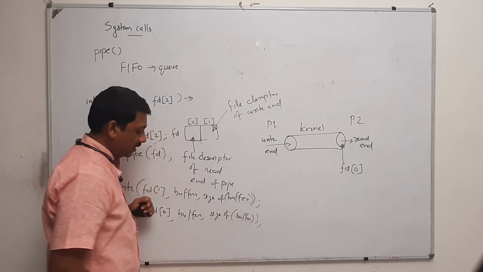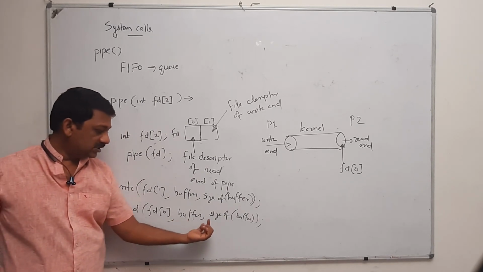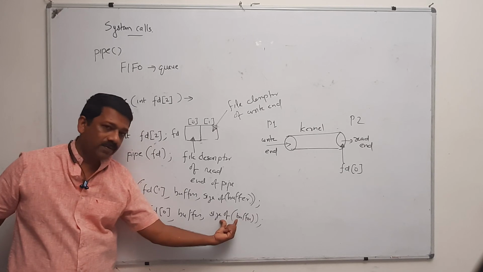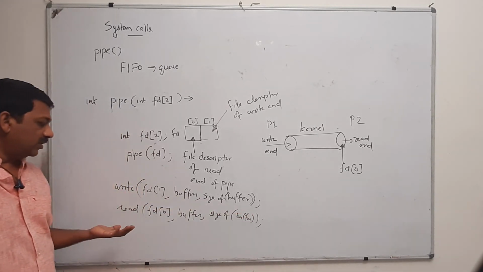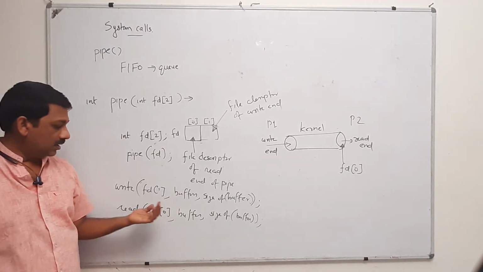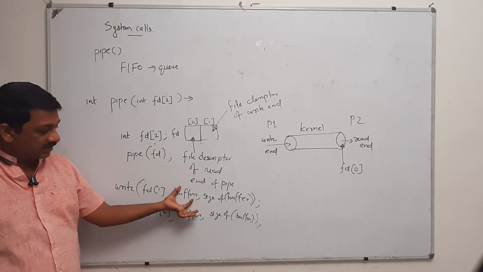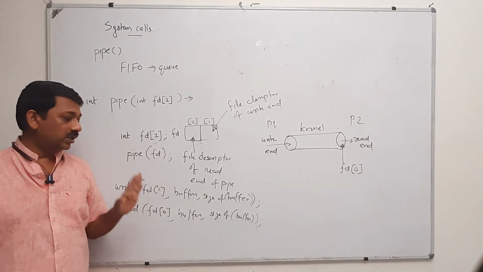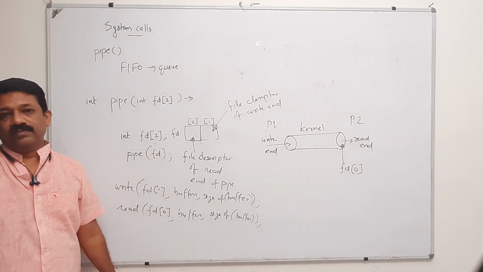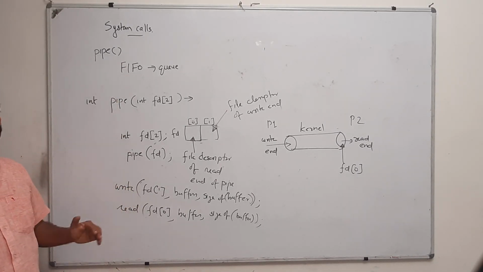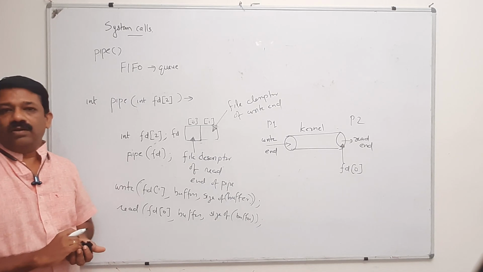Here in this case, what will happen? That many bytes will be read from the pipe and stored in the buffer. With write, the data from the buffer is written to the pipe. And that is all about the pipe system call.